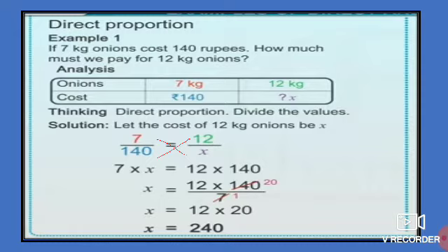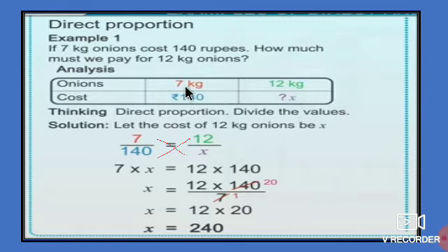Example number 1. If 7 kilograms of onions cost 140 rupees, how much must we pay for 12 kilograms of onions? For that we have to make a table and write the given quantities here: 7 kilograms of onions and its cost is 140 rupees. And what is the cost of 12 kilograms of onions? In the cost place, question mark, and we consider it as a variable x because we don't know its value.